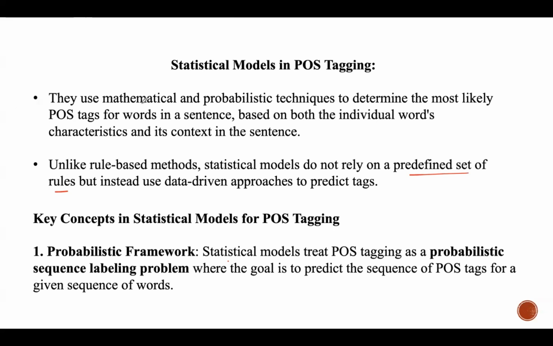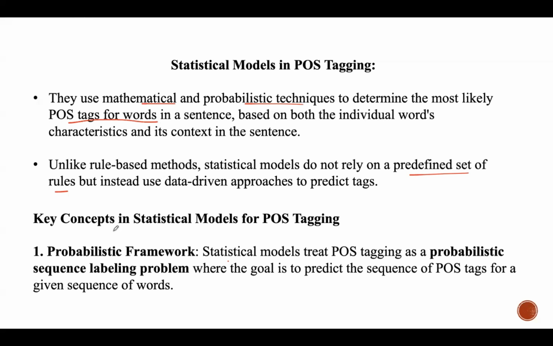So here it can be either a mathematical technique or a probabilistic technique. These models are used in order to find out the appropriate POS tag for words in a sentence. Statistical POS tagging model performance improves as it is trained on large datasets, because it allows the model to generalize and handle ambiguous cases which cannot be handled by rule-based systems.